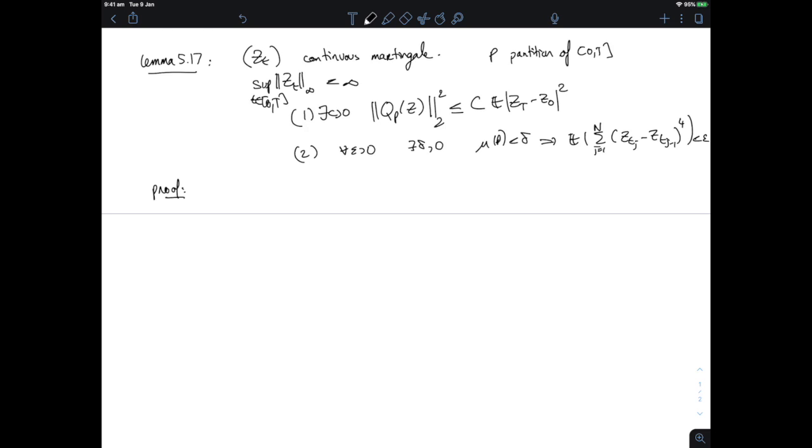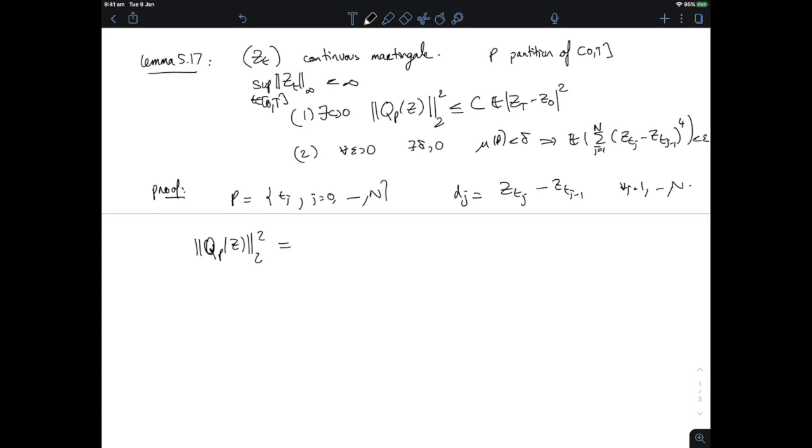So, okay, I'm going to give myself a partition. So it's a family of t_j's, j between 0 and n. And then just for the sake of notation, I'm going to denote by d_j the difference between Z(t_j) and Z(t_{j-1}) for all j between 1 and n. And then I'm going to start computing the L2 norm of QP Z squared.